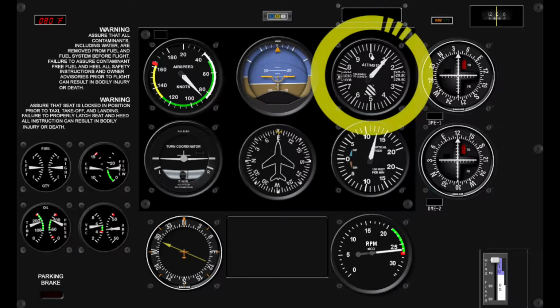Next we have the altimeter. The altimeter tells the pilot how high he is in feet above sea level. It works like a clock where the hour hand represents thousands of feet above sea level, and the minute hand represents hundreds of feet above sea level.